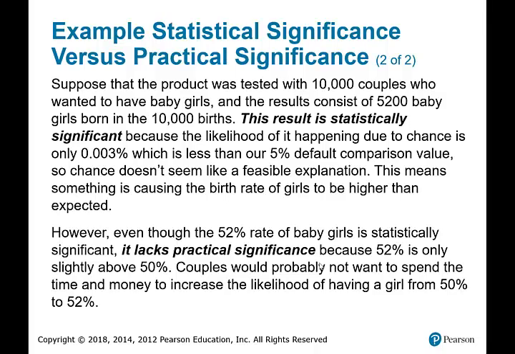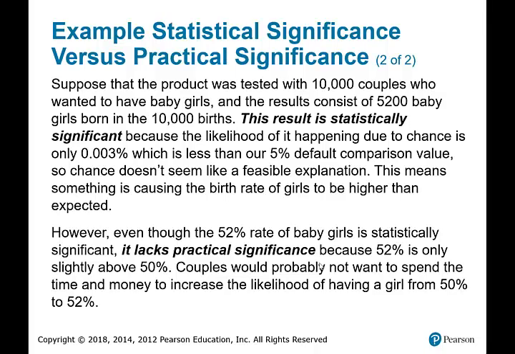So since that event occurring, having 5,200 out of 10,000 births end up as girls, is 0.003%, which is less than our 5% default value, that would happen by chance, then it seems there's something affecting the gender in a birth. So the 5,200 is statistically significant. Okay, so let's talk about practical significance.